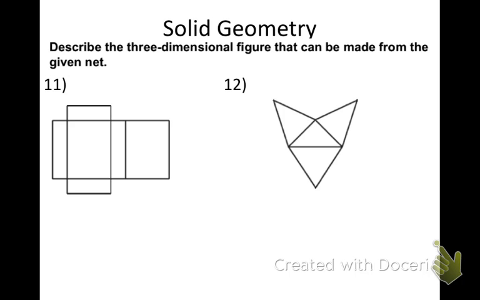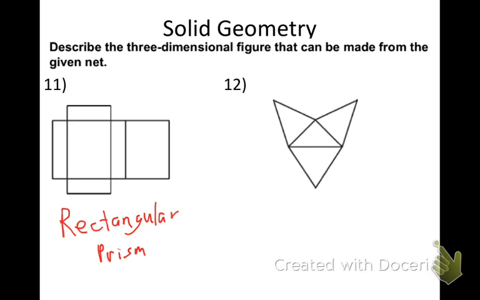So let's look at 11 and 12. Describe the 3-dimensional figure that can be made from the given net. So number 11 here. I want the technical term here. What's the 3-dimensional figure number 11 would give us? Yes, Ryan. It would be a rectangular prism. Nice job. That'd be a rectangular prism.